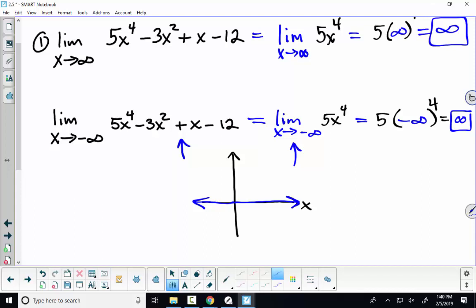Just for a recap, how did you get a positive infinity from 5 being multiplied by the negative infinity again? So it's negative infinity to the fourth. Oh, gotcha. Yeah.